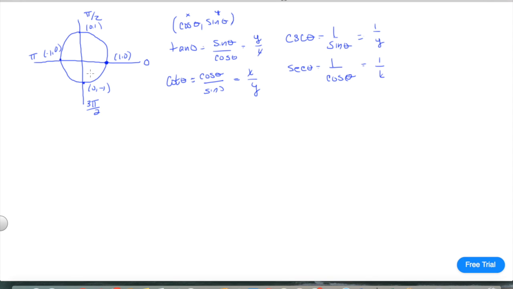And so again, that really is helpful when you're thinking of exact values for those angles, meaning if I wanted to know what is tangent of pi. So then I can look at the ordered pair associated with that angle. So this would be sine over cosine, or y over x, which is 0 over -1, or 0.